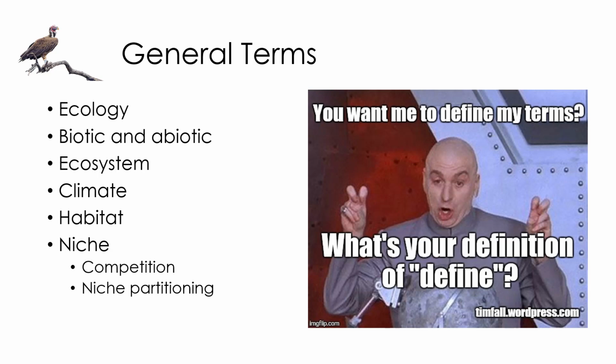This is niche partitioning. So notice they have different jobs. They're in the same habitat on that flower, but one is going to feed on the pollen. Its job is to feed on the pollen. One feeds on the petals, one feeds on the leaves. They've partitioned out that niche.